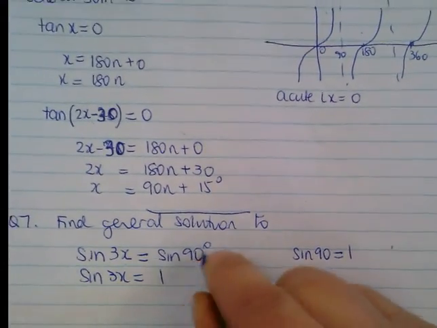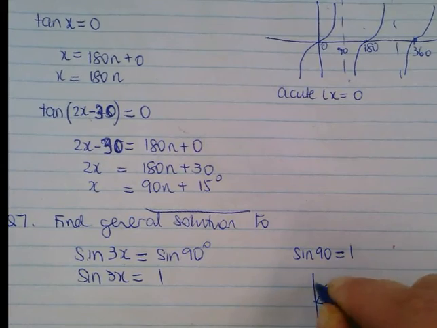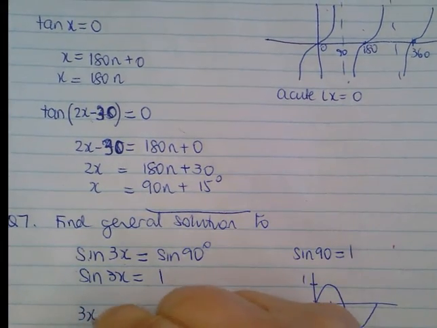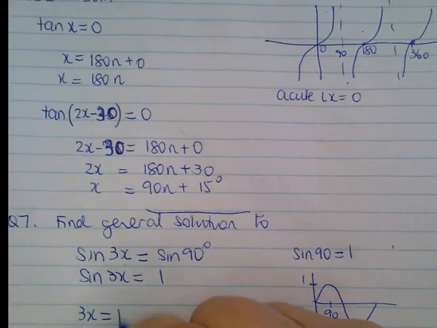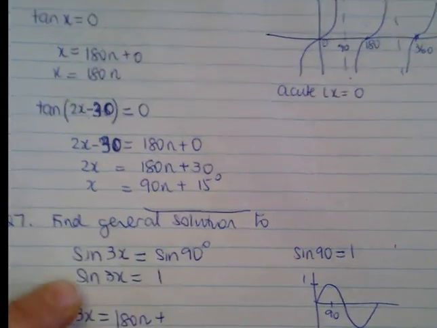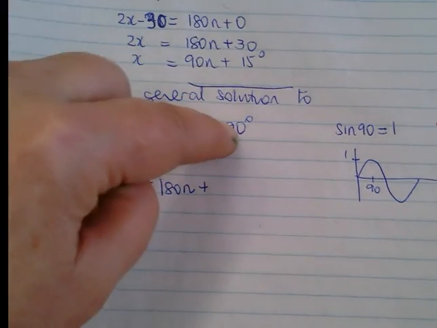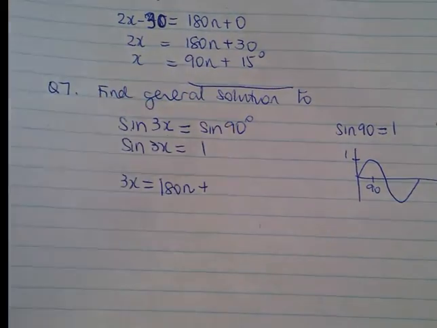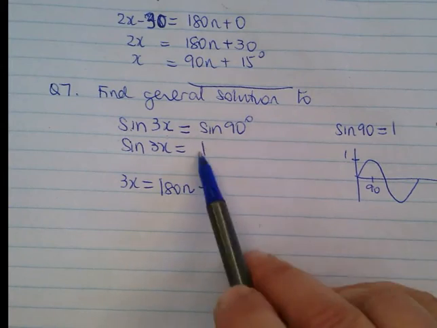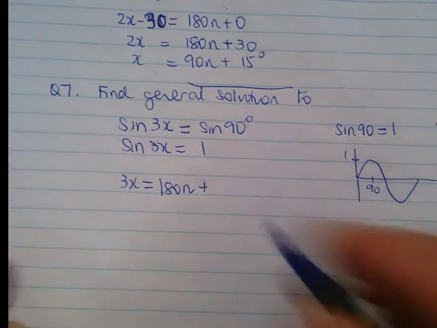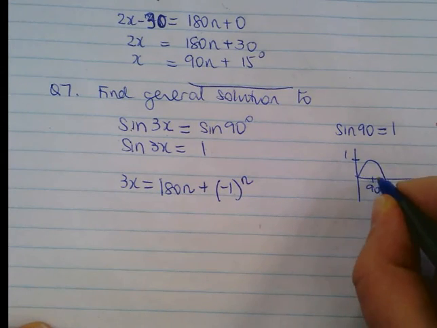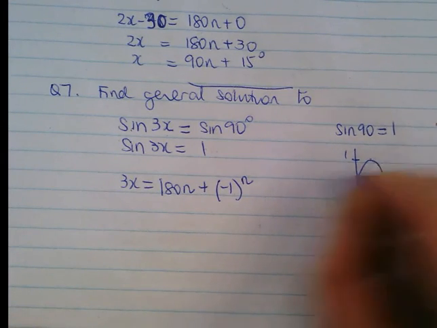So if they give you a question like this, it's the same as saying sine of 3x is 1. Now, they've actually given you the acute angle. The first time you get 1 is 90. So it's 3x equals, what's the general solution? 180n plus negative 1 to the power of n times, what's your acute angle? 90.